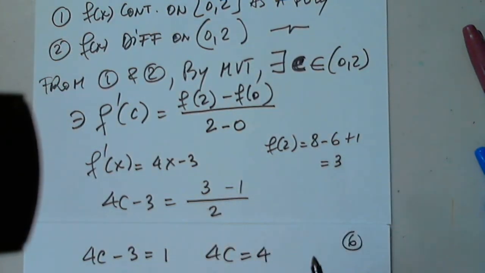This is not sufficient. I have to show that it's included in (0, 2). If I don't write this, you may say, yeah, but it's guaranteed it will be in the interval. Yes, but what if you made an error? You have to show that you checked. Indeed, 1 is a number between 0 and 2. And that's all you have to write for MVT.